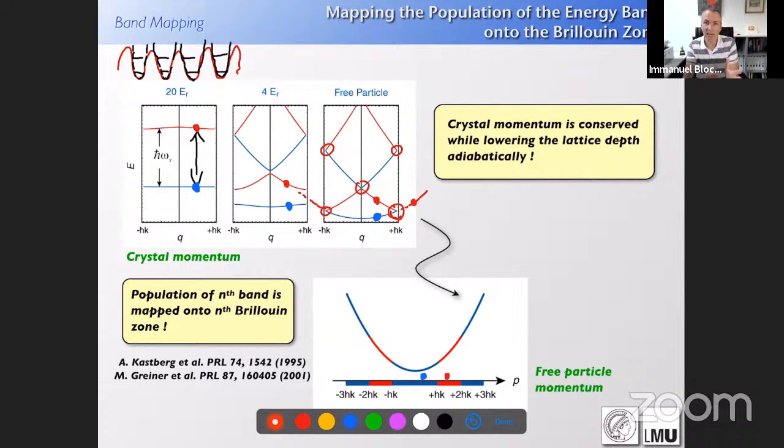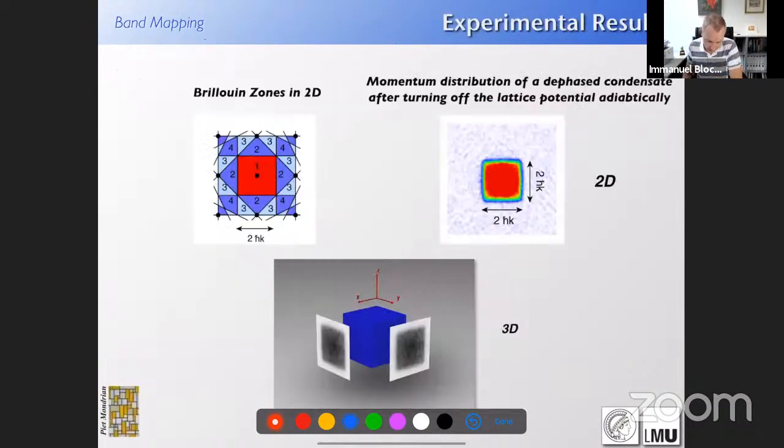So band populations get mapped onto Brillouin zone populations, and these are now free particles that fly off with a specific momentum. Okay, and this really works. So I can show you this here.